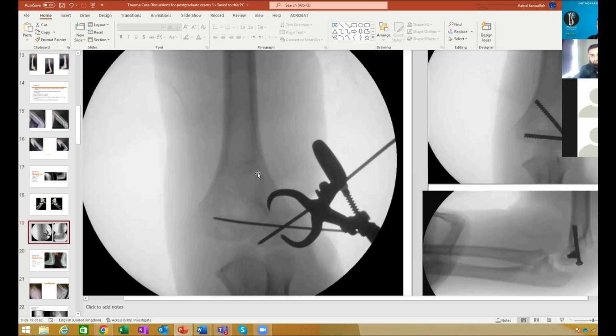So a mini open approach, as I said, laterally but more anteriorly to avoid the vascular supply to the posterior elements, which is where the blood supply comes from. And then reducing it under direct vision.